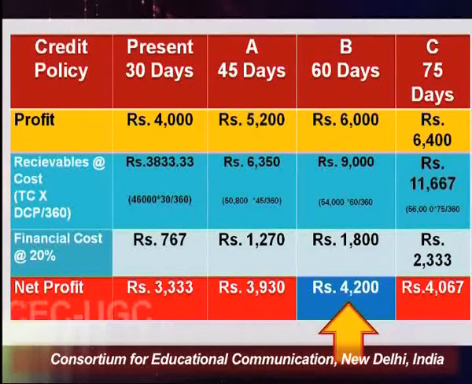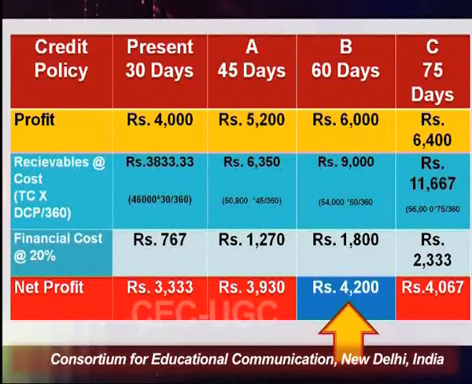which comes for different options in a different manner, and for the last option it comes to be 11,667. For all these amounts of debtors, like for the first option, it is 3833.33. What we'll do, we'll now have to calculate the cost of these receivables at cost.